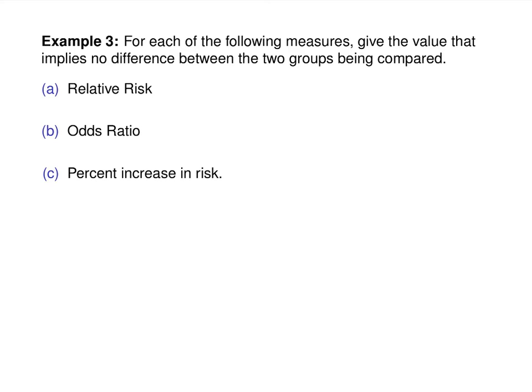Okay, for each of the following measures, give the value that implies no difference between 2 groups being compared. So if you compute relative risk, the 2 groups are the same if the relative risk is 1. What this means is that the risk is the same in each category.